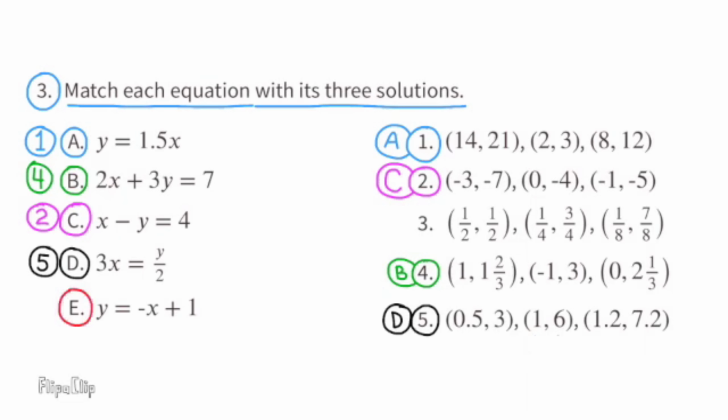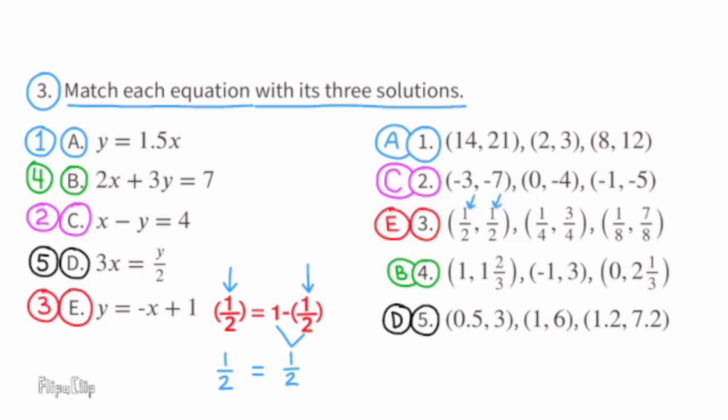E. Y equals x plus 1. 1/2 equals negative 1/2 plus 1. Negative 1/2 plus 1 is the same as 1 minus 1/2. 1/2 equals 1 minus 1/2. 1/2 equals 1/2. The ordered pairs 1/2 and 1/2 are found in solution 3. Solution number 3 is a match with equation E.